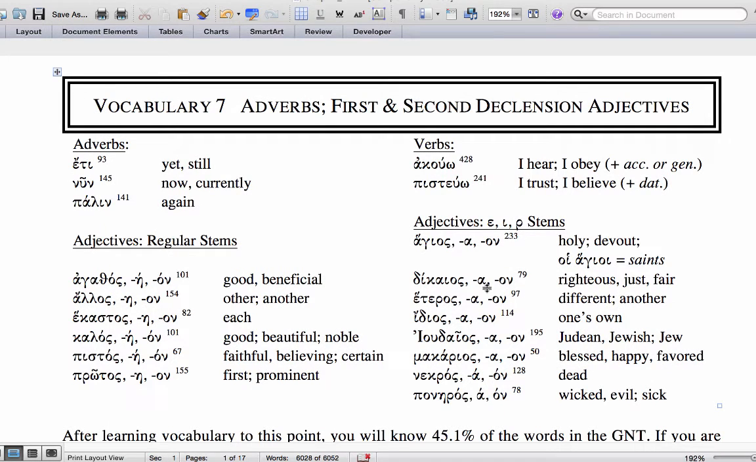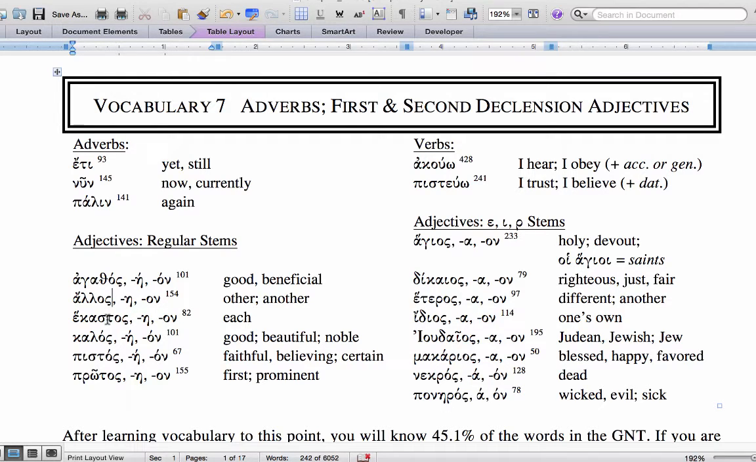This vocabulary contains adverbs and adjectives, as well as a couple of verbs. Eti, yet. Noon, now. Palin, again. Adjectives that are formed with regular stems include agathos, agathe, agathon. These endings are masculine, feminine, and then neuter. That's what they indicate. That word means good or beneficial.